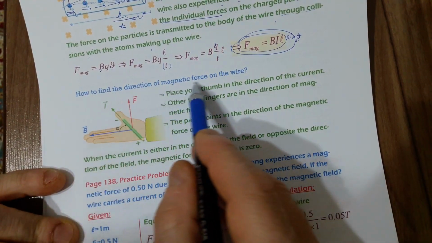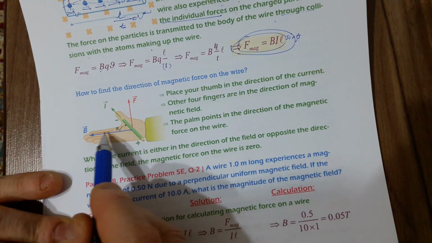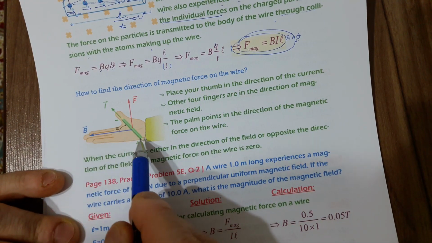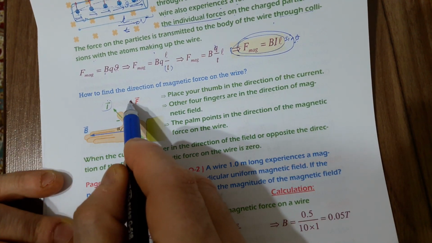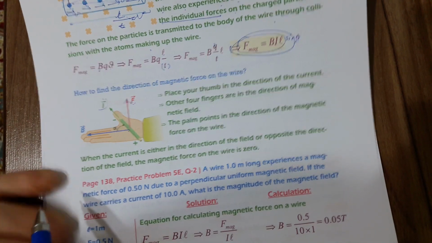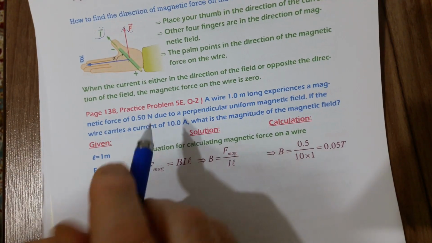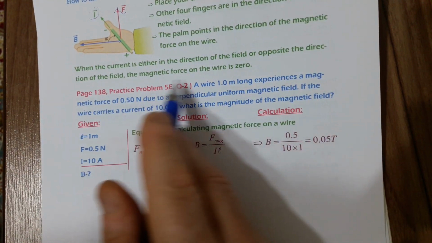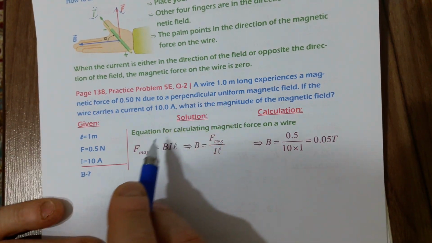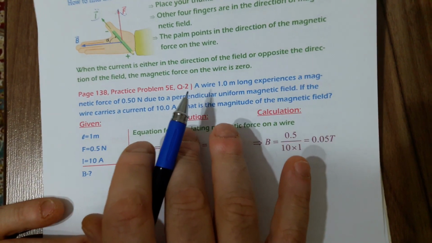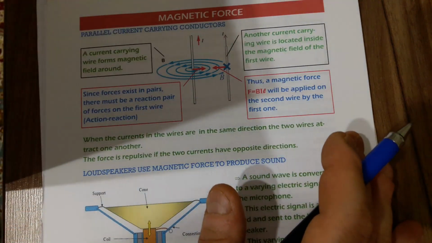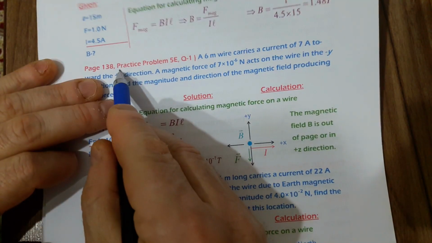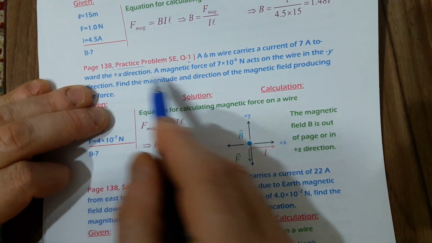I explained how to find the direction of the magnetic force. The forefinger must point in the direction of the magnetic field, the thumb must point in the direction of the electric current, and then the palm will point in the direction of the magnetic force acting on the wire. Calculating the magnitude of the magnetic force is not so difficult. For that, as I am going to pass this practice problem 2, I am going to solve the questions related to the directions. Now, one question, it is practice problem 1, page 138.